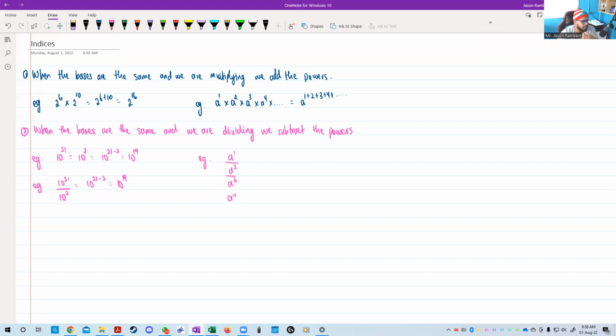So instead of representing division using a line, we represent division using the normal divided by sign: A to the 2 divided by A to the 3 divided by A to the 4 and so on. Well, the law states that I subtract the powers: 1 minus 2 minus 3 minus 4, and so on. Yeah?